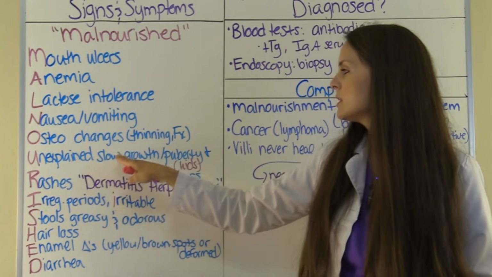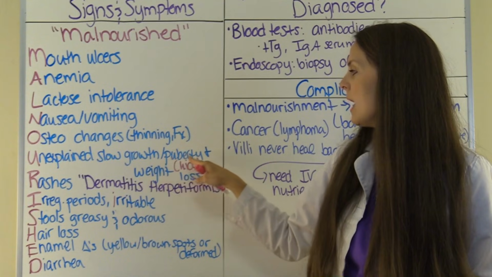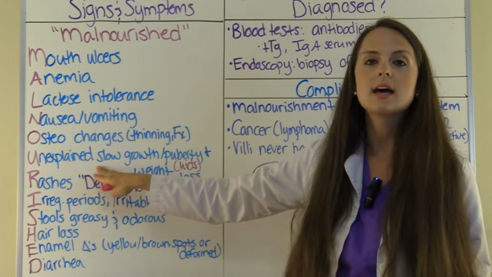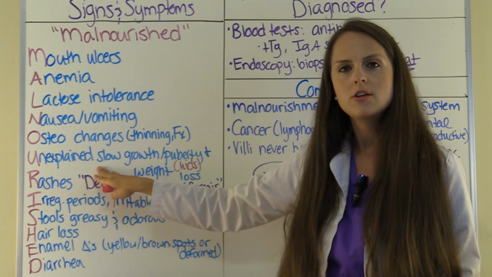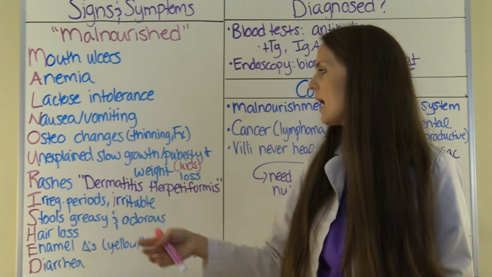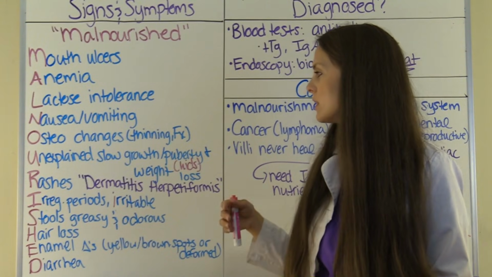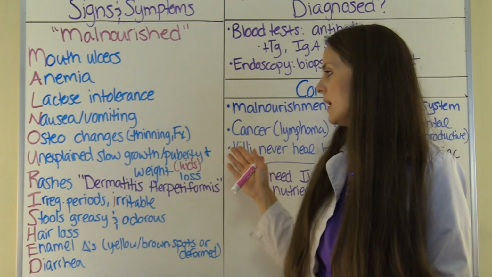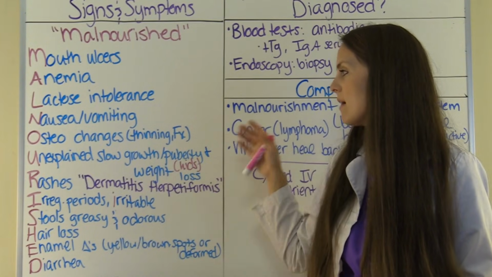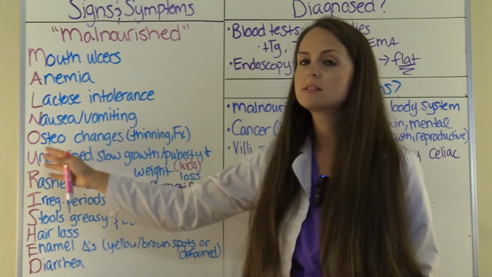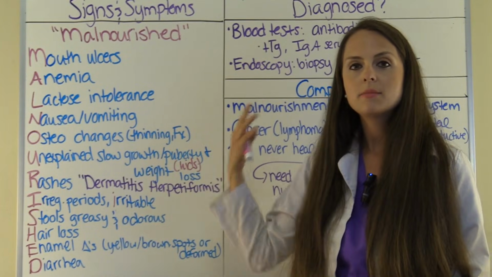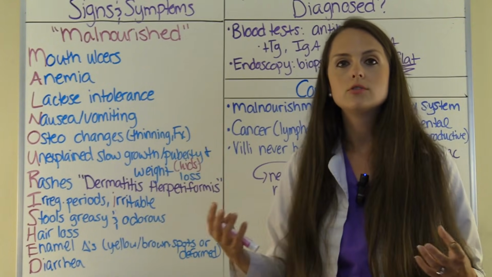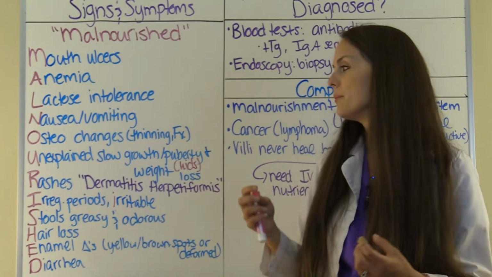U for unexplained slow growth and puberty. And this is really in your kids. All of a sudden a parent may report, or the doctor may assess and see the patient's really not in a good percentile for their height, or they haven't started menstruation in girls, or something's going on. And in adults, they may have weight loss. Again, this is coming from that inability to absorb the nutrients that play a role in allowing a child to flourish and grow.